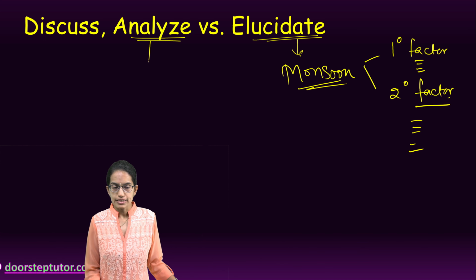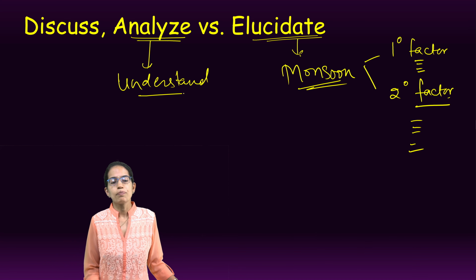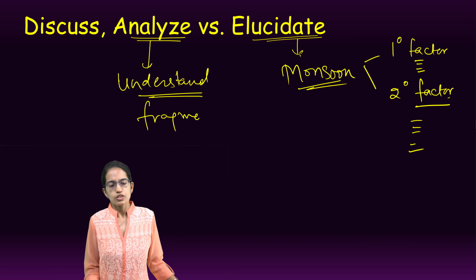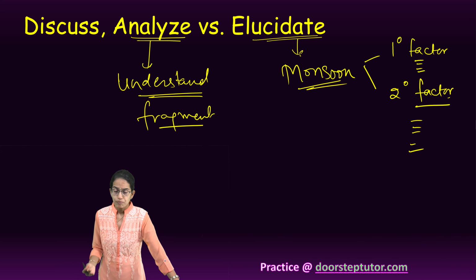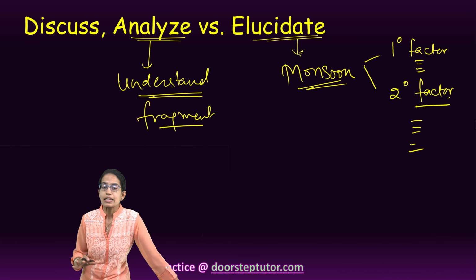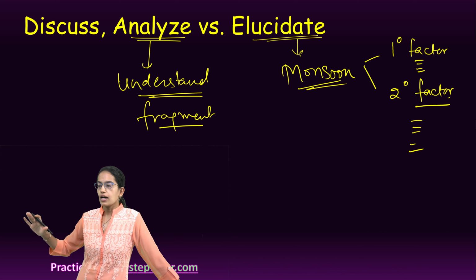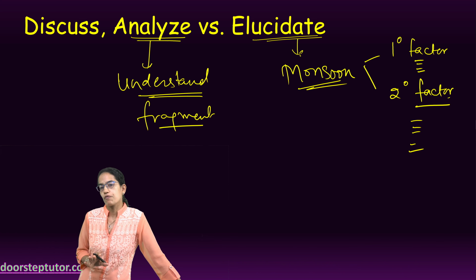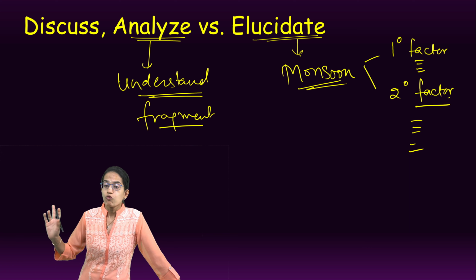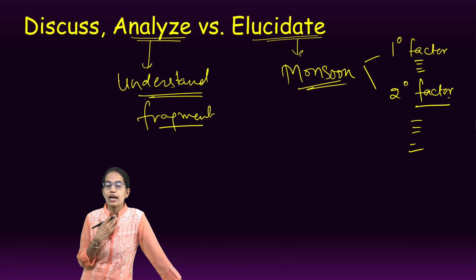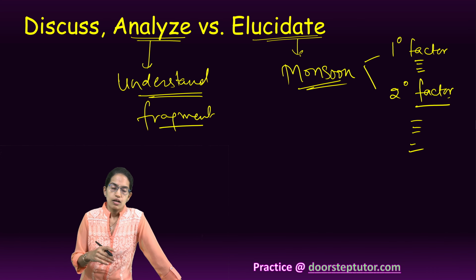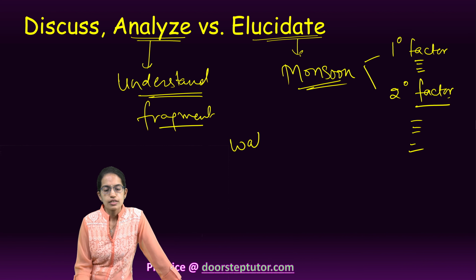When you are analyzing, you understand the concept similar to elucidate, but you break your answers into fragments. It's not just explaining the monsoons under one or two factors, but you explain how it has been affecting the Indian continent. What are the other countries globally which are being affected by monsoon phenomena? What are the factors that affect monsoon in the Indian mainland, and how is this phenomenon changing over time? Okay. Or let me take another topic.